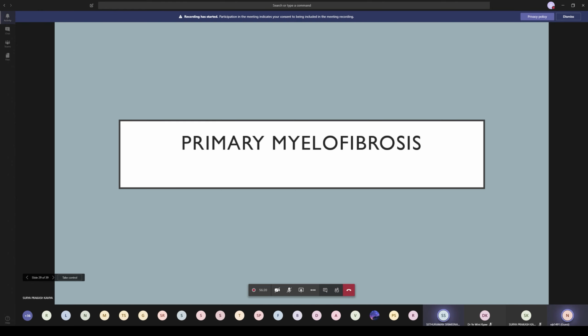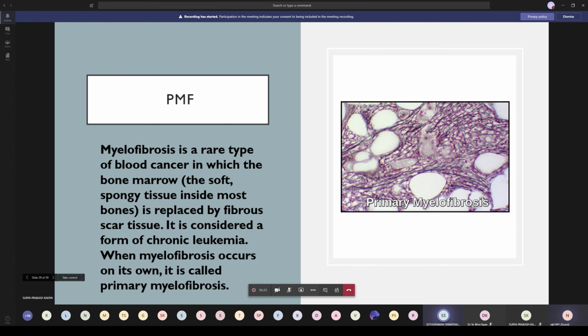Primary myelofibrosis. It is a rare chronic disorder. It is also called chronic idiopathic myelofibrosis. When myelofibrosis occurs on its own, it is called primary myelofibrosis. It is considered a form of chronic leukemia. It is a disorder in which normal bone marrow tissue is gradually replaced with a fibrous, scar-like material. Over time, this leads to progressive bone marrow failure.